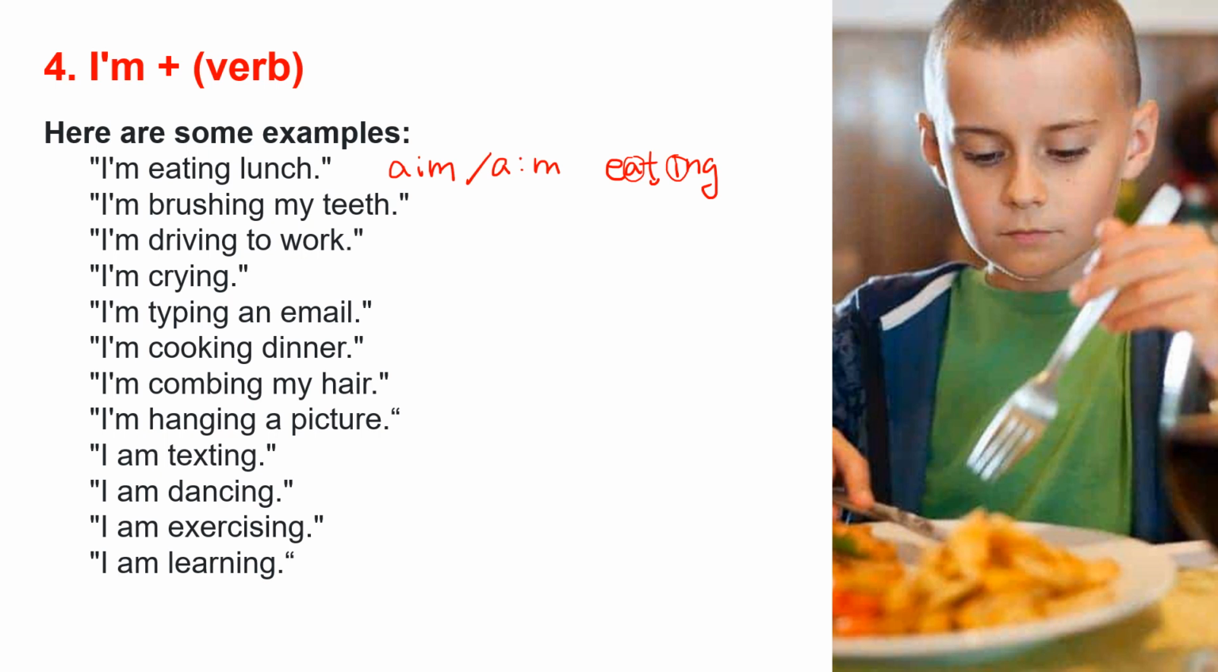I'm combing my hair. The word comes from comb. It's a noun and it's a verb. But the thing is, the B is silent. So you don't say, I'm combing with the B. You say, I'm combing. I'm combing my hair.